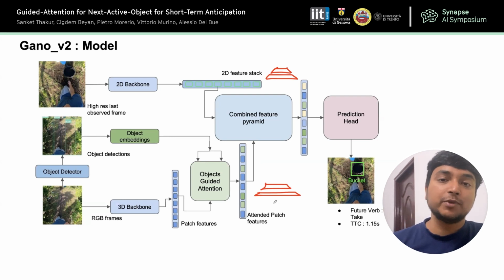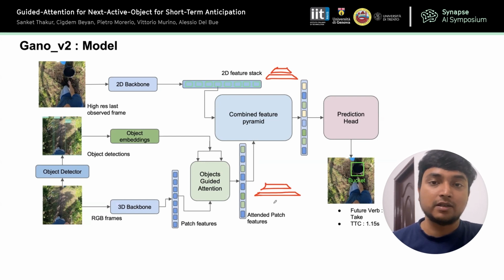In the end, the output of this combined feature parameter is sent to a prediction head, which is inspired from the Detectron2 based head, which gives us the location and also the class of the next active object in the last observed frame, and also the future verb and the time to contact in our scenario.